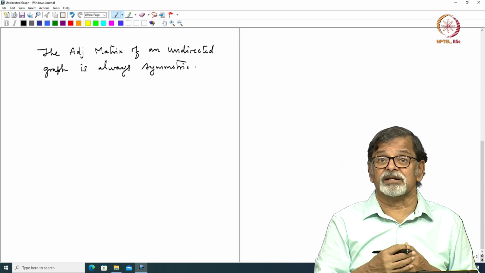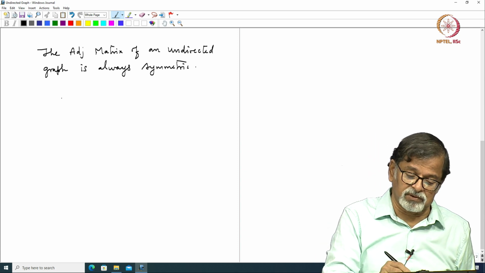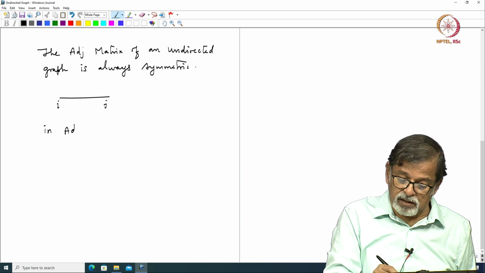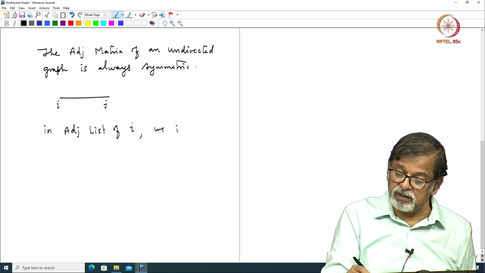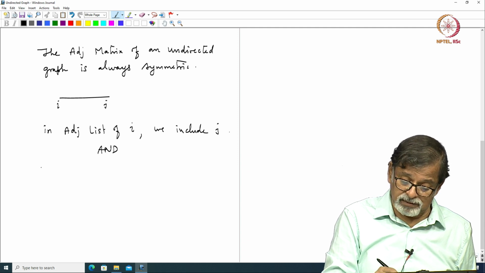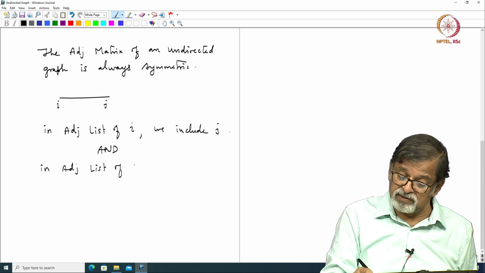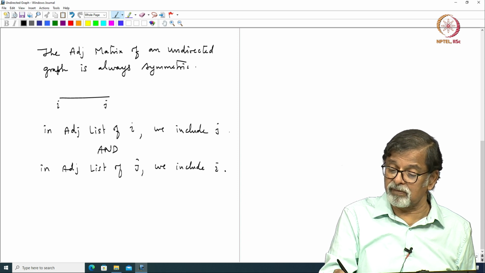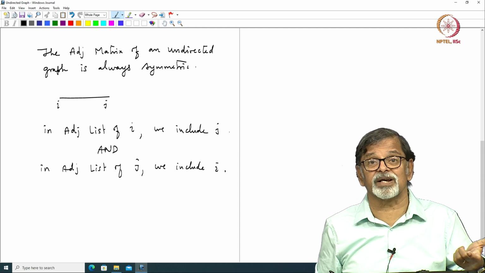Similarly, in the adjacency list, each edge will give rise to 2 boxes. So, if you have an edge ij, in the adjacency list of i we include j, and in the adjacency list of j, we include i. So, there will be 2 boxes that correspond to an edge for an undirected graph.